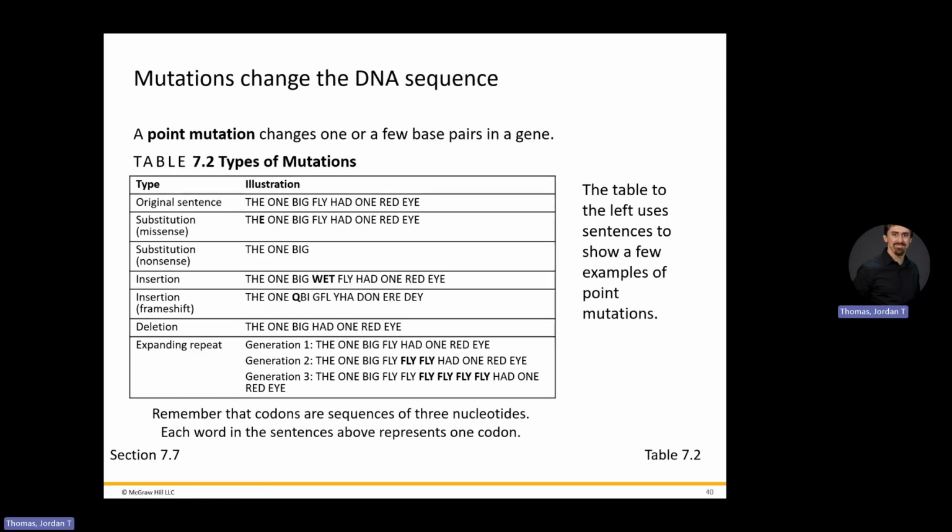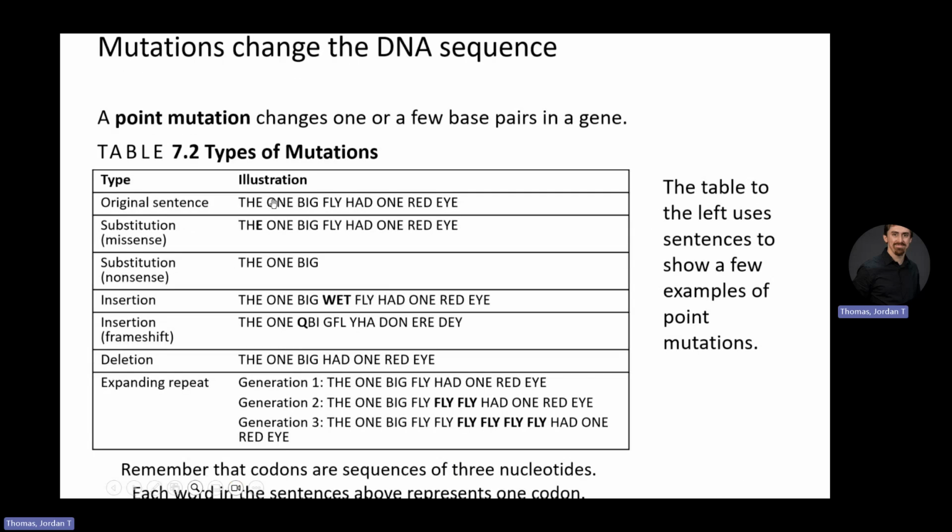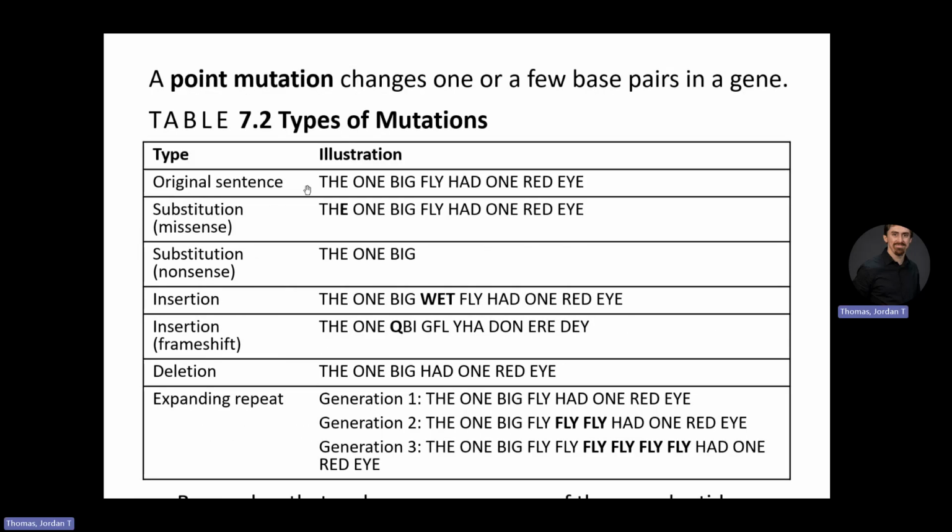And there are different types of mutations. So this table goes over all the different types. When we talk about different types, we can talk about what's being changed and their effect. The way I like to think about mutations is we start with the sentence. So I'm going to zoom in a little bit here. With the original sentence here, we have: the one big fly had one red eye. I think of the original sentence as the original gene. This is what the gene is supposed to say. We have different types of mutations here.